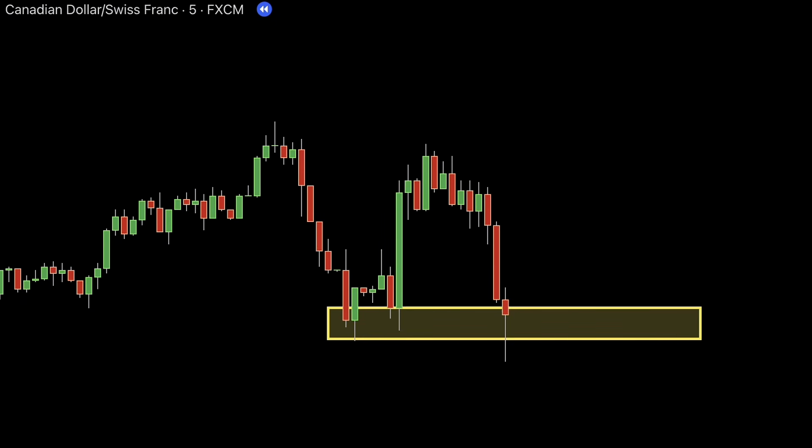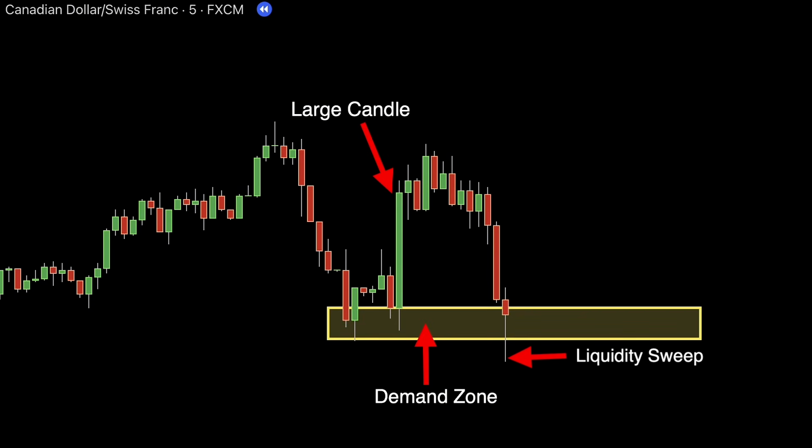As you can see here on this 5-minute chart, we have two strong reasons to consider this setup a high probability trade. First, we have a clear demand zone. This large green candle signals that smart money was behind this move, making this zone highly significant. Second, we see a liquidity sweep. Notice how the market briefly broke below the demand zone, hitting stop losses placed there, and then closed back above the zone. This creates a powerful combination of two smart money strategies: supply and demand and liquidity sweep.